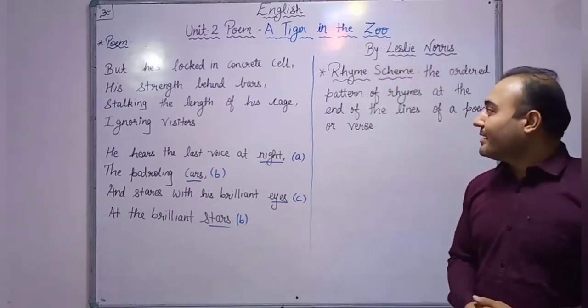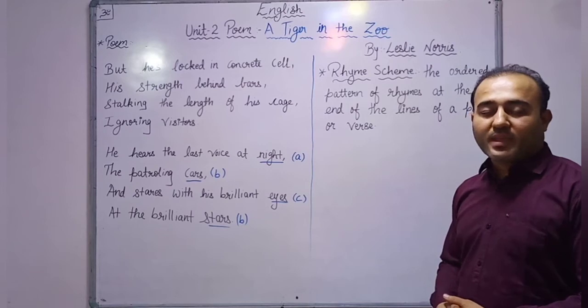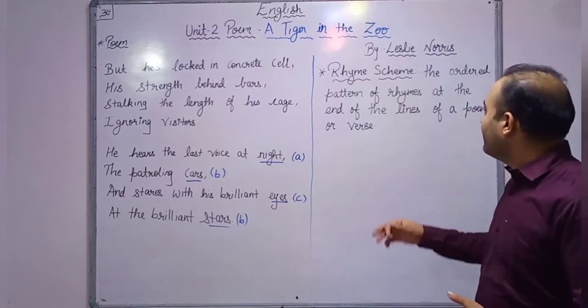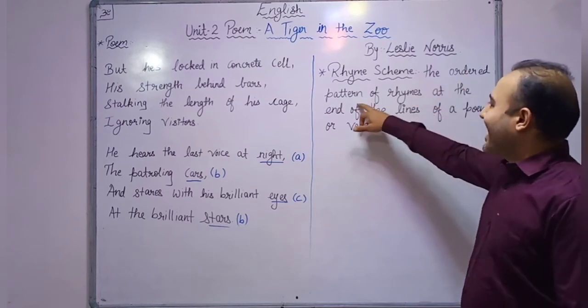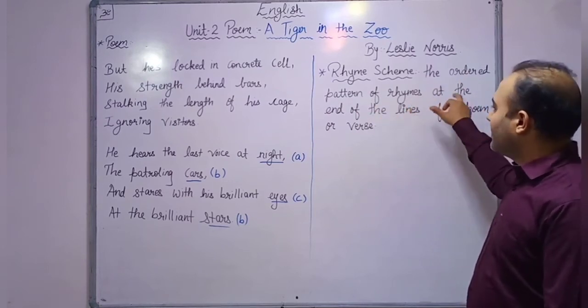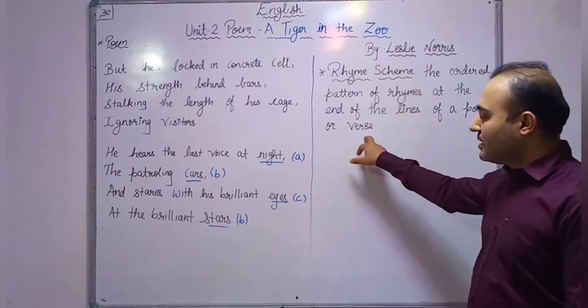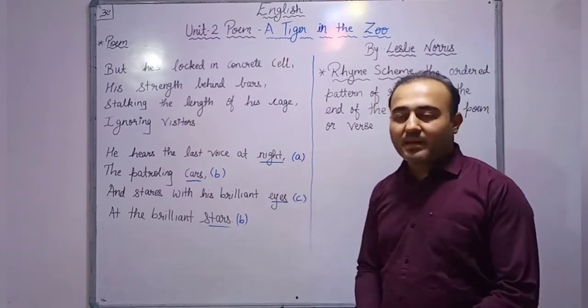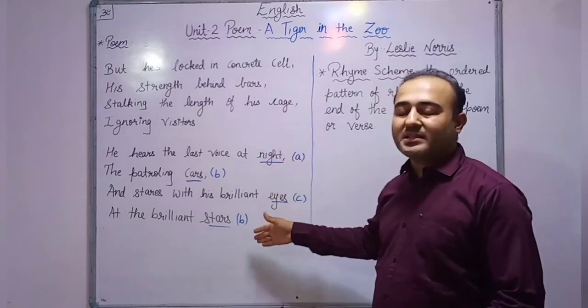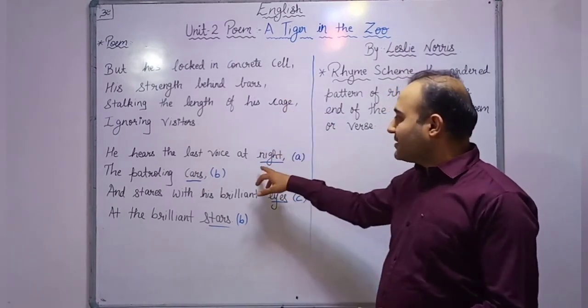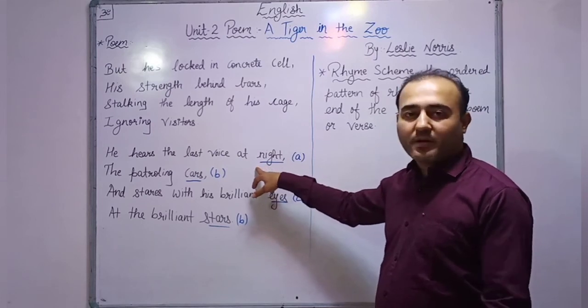And now I would like to discuss the rhyming scheme. As I have discussed in the previous poems also, the rhyming scheme means the ordered pattern of rhymes at the end of the lines of a poem or verse. So in this poem there are 5 paragraphs having 4 lines each. So the rhyming scheme for all the paragraphs is the same. The rhyming scheme here in the last paragraph I will explain to you.